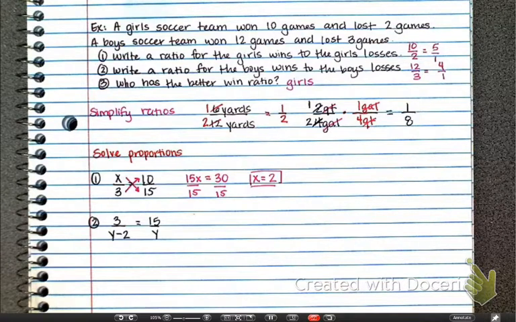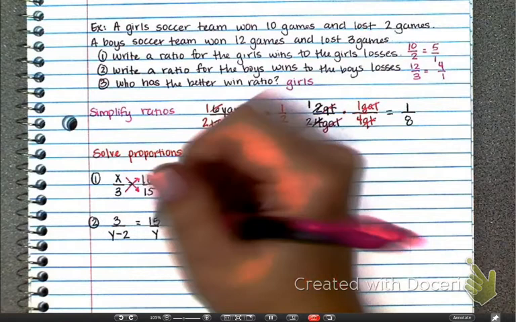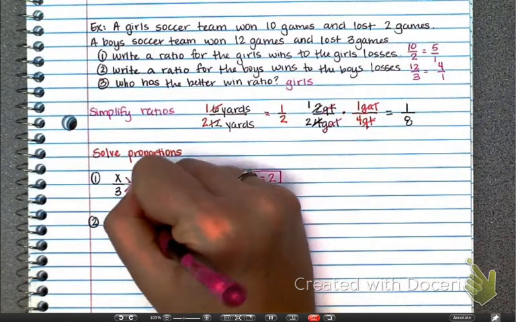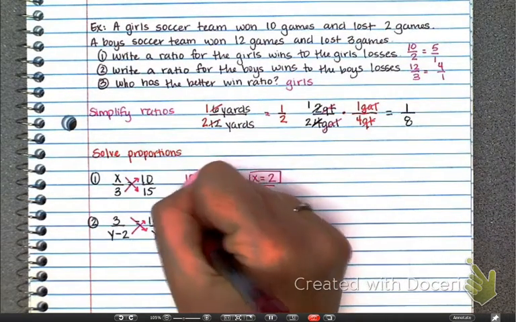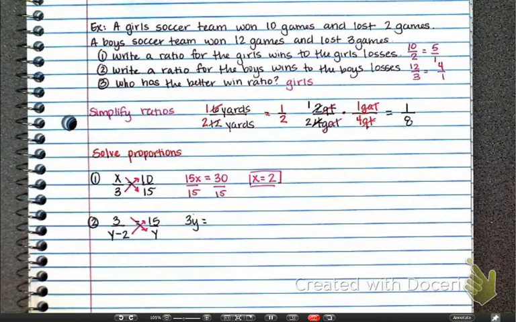Okay. First step is still the same. You still cross multiply. So 3 times y is 3y. That's not the issue. Here's where people mess up. What is 15 times y minus 2?